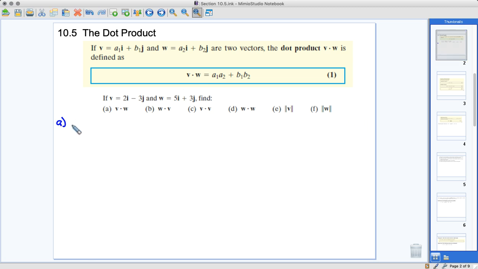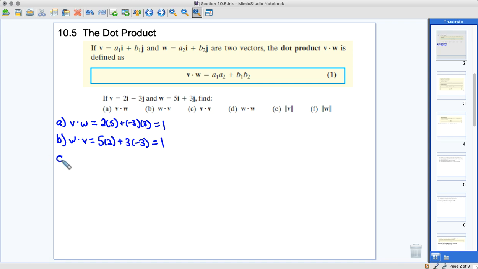So for part A, if I'm doing V dot W, I get 2 times 5 plus negative 3 times 3. So 10 plus negative 9 is 1. Part B, W dot V, so 5 times 2 plus 3 times negative 3, and you get 1. So this should tell you what is on the next slide, that dot product is commutative.